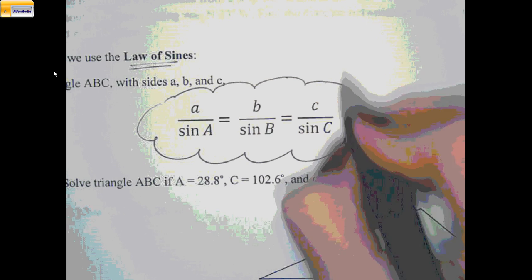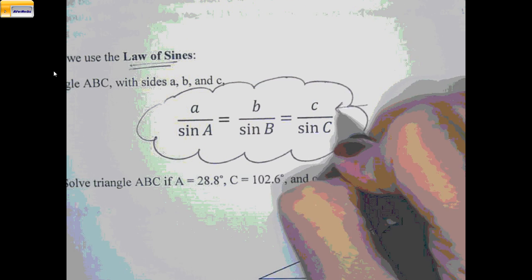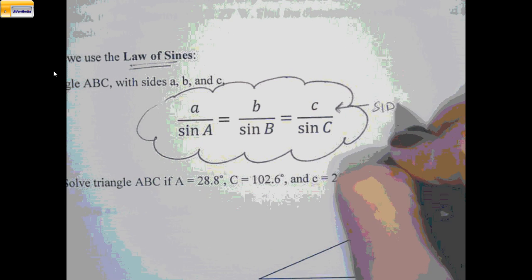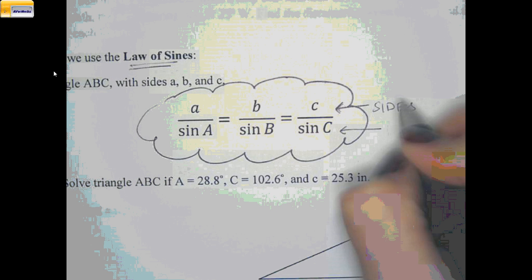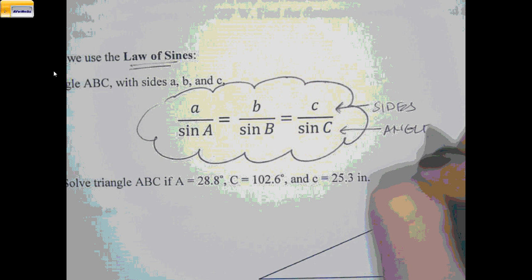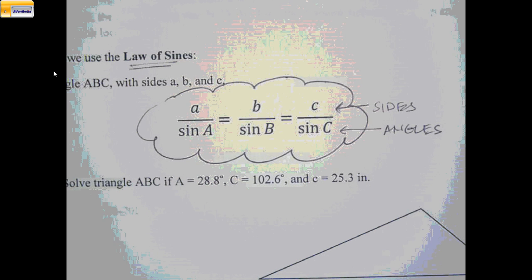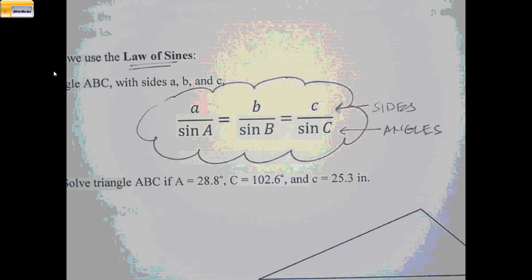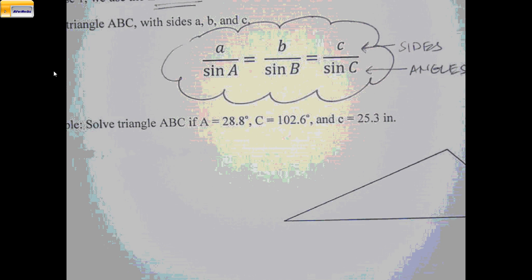How come these are lowercase on the top and these are capitals? Right. Lowercase are the sides. And our uppercase, of course, if it's got a trig function with it, it has to refer to an angle. So a over sine of A equals b over sine of B, which also equals c over sine of C. We're only going to do 3 examples today, and that's all you're going to need, trust me.